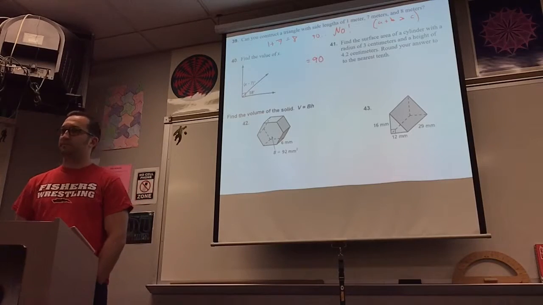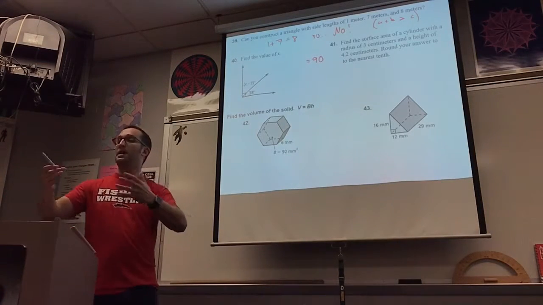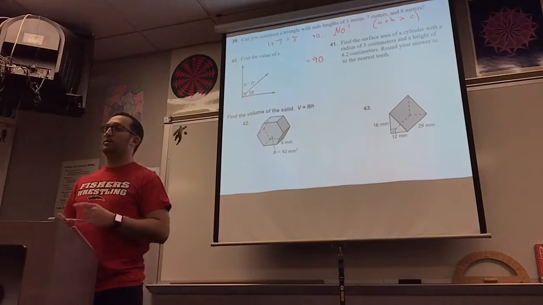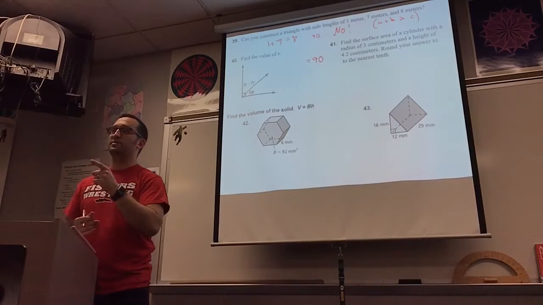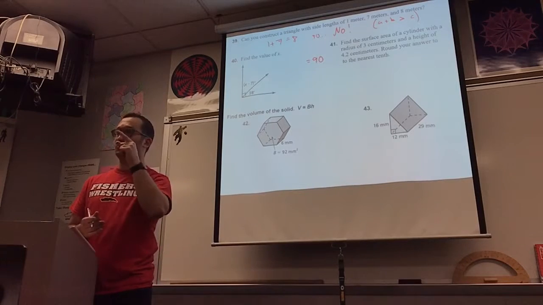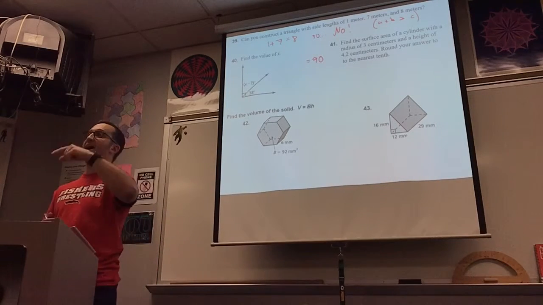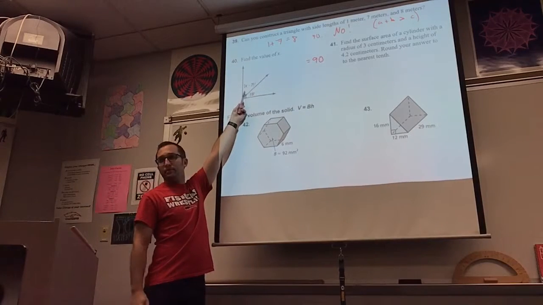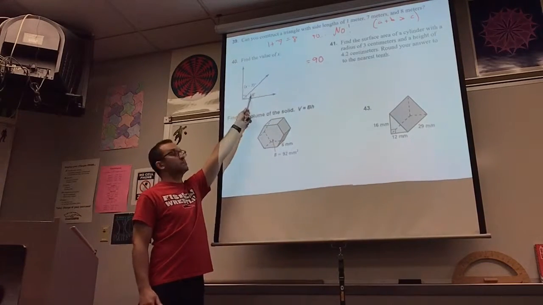Okay, so I'll help guide you. What do we know about these two angles? They have to equal 90. Careful, they don't have to equal 90, they have to add up to equal 90, which will tell you exactly what to add. So what two angles do you have? What's this angle? X minus 7. Good, and what's this angle?